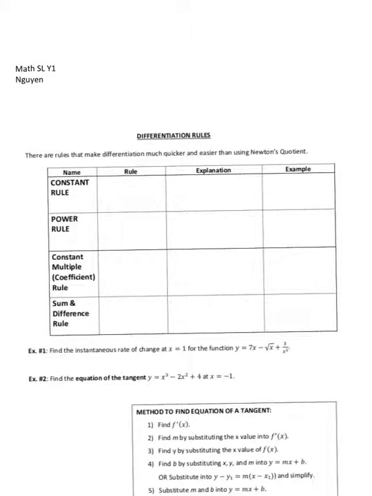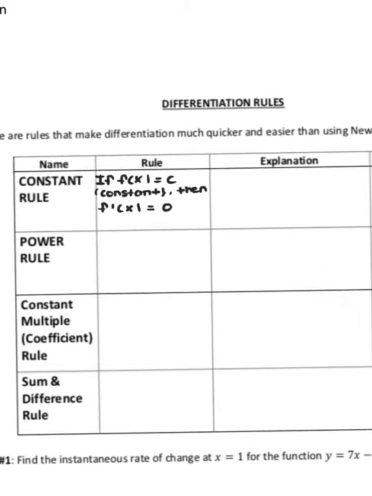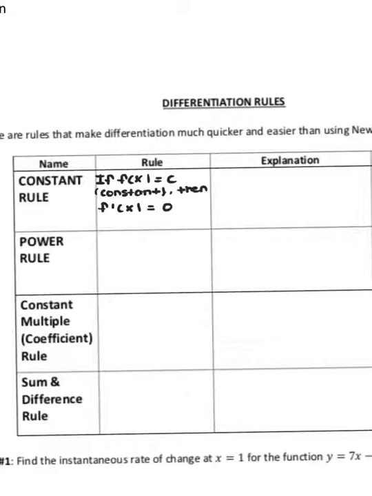So the rule is: if f of x is equal to c, and c is a constant, then f prime x, remember f prime x is the way we talk about a derivative, equals 0. So if f of x equals c, which is a constant, then f prime x is equal to 0. The derivative of a constant is always 0.